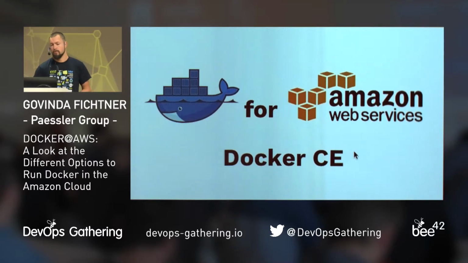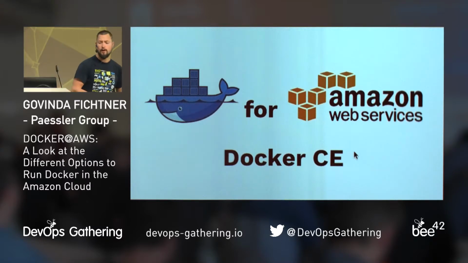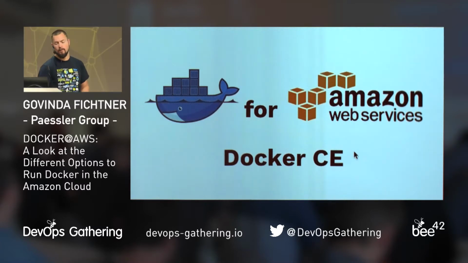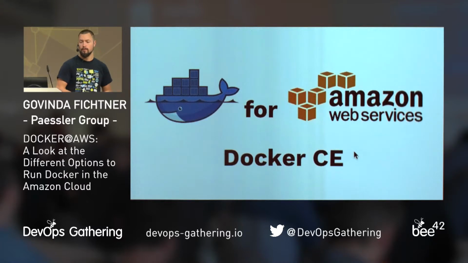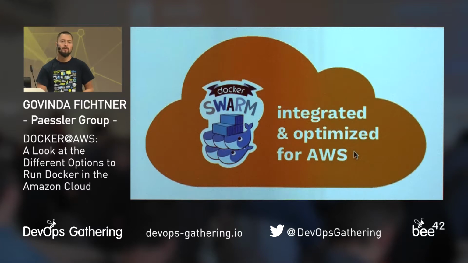One of the options you might think of then is Docker CE, Docker for AWS. Docker for AWS is a product by Docker itself. It basically has nothing to do with AWS. And Docker for Amazon comes in two flavors. The first flavor is Docker CE, and CE stands for Community Edition. And Community Edition is basically a Docker swarm, which is highly optimized and integrated for the AWS platform.